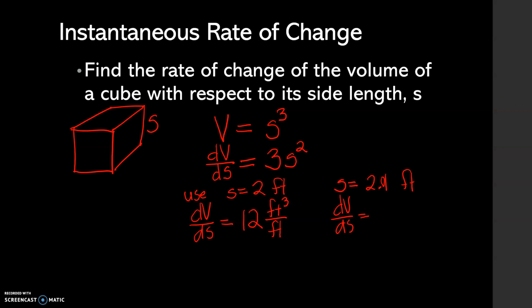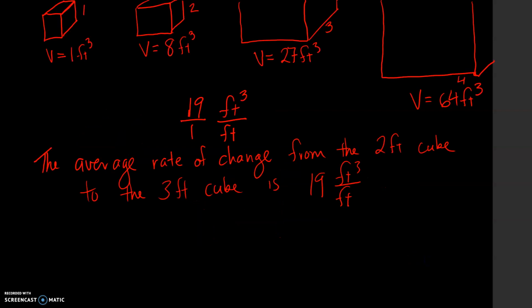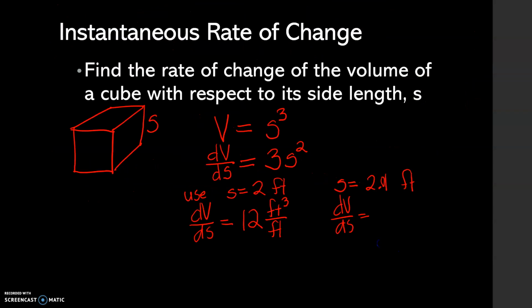Kind of like when you're driving down the road, this 12 is the speed your car is going at that instant, what you see on the speedometer. This 19 is an average speed, if we're using the car analogy. Like you went 19 miles in 1 hour, but we didn't really know the speed in between. We just checked the endpoints of the interval.